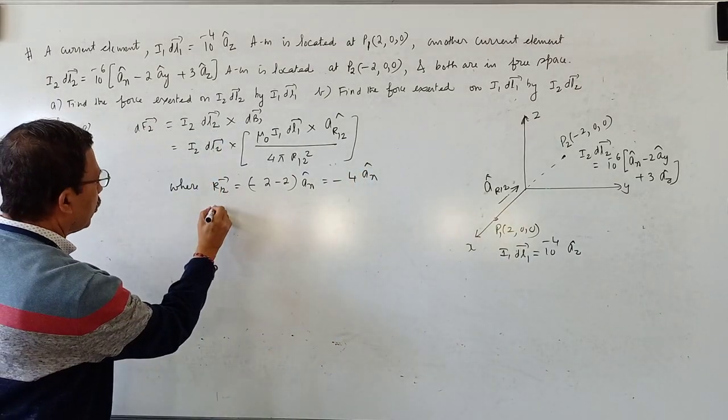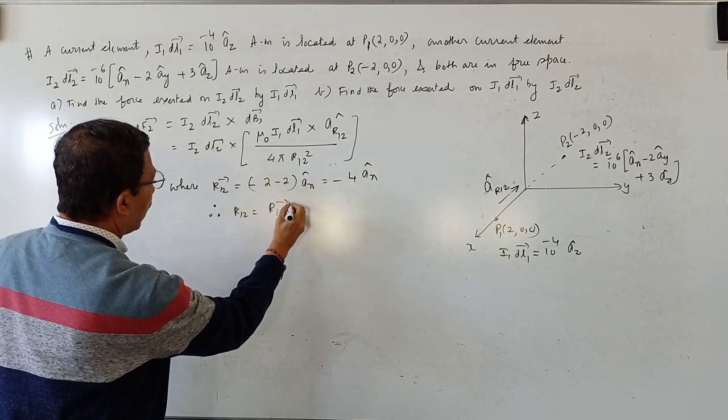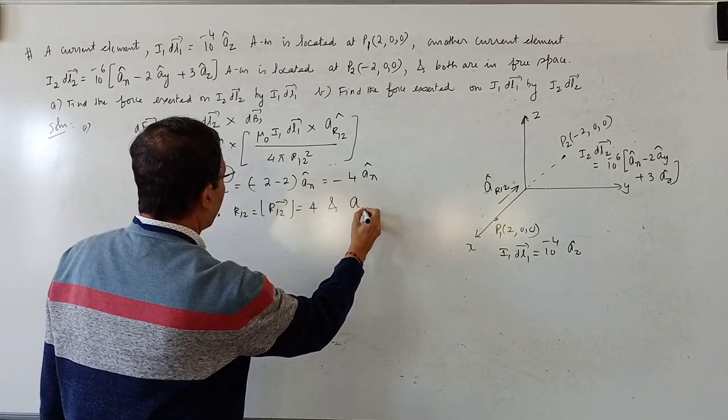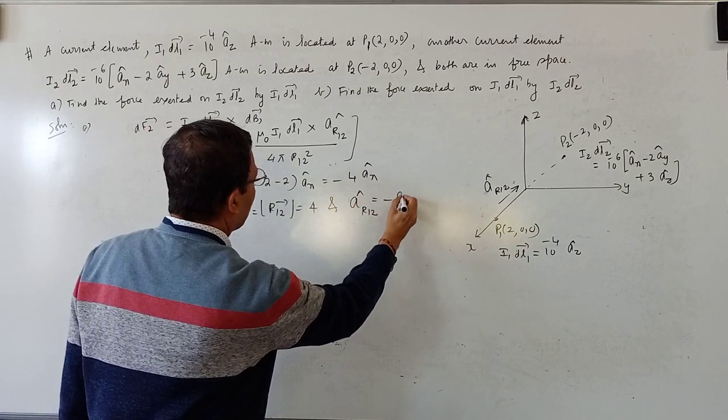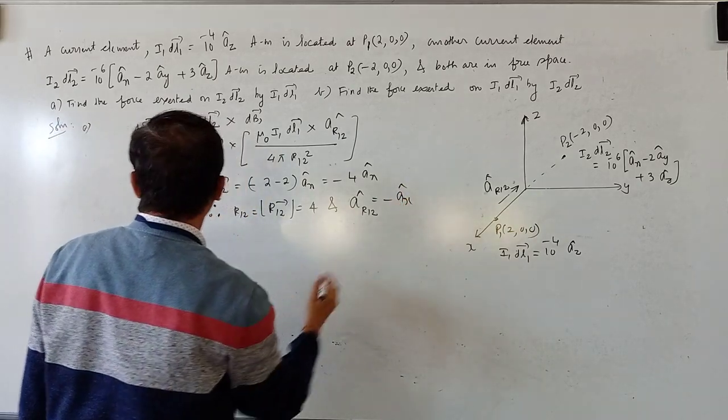Therefore, what is the magnitude of this vector? Magnitude of this vector is 4. And what is the direction? Direction is ar12 cap, which is equal to minus ax cap.